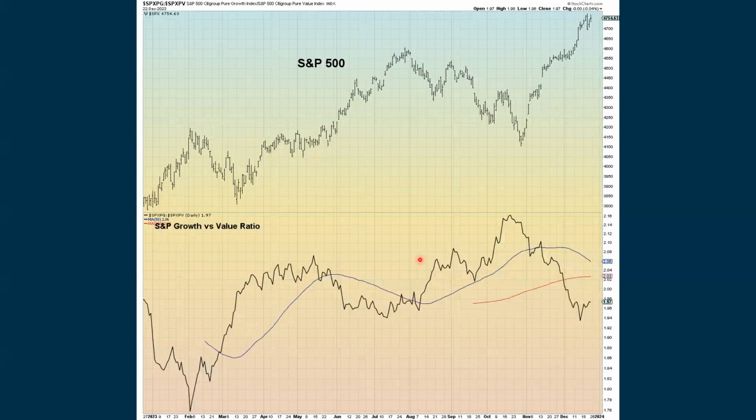We want to see this stronger than it is, but it is looking better than when we look at the small caps. Then we look at S&P growth to value and take a ratio of that, where this is continuing to go down as the index has been going up, and that is a warning sign, and I've been talking about that in the daily videos.